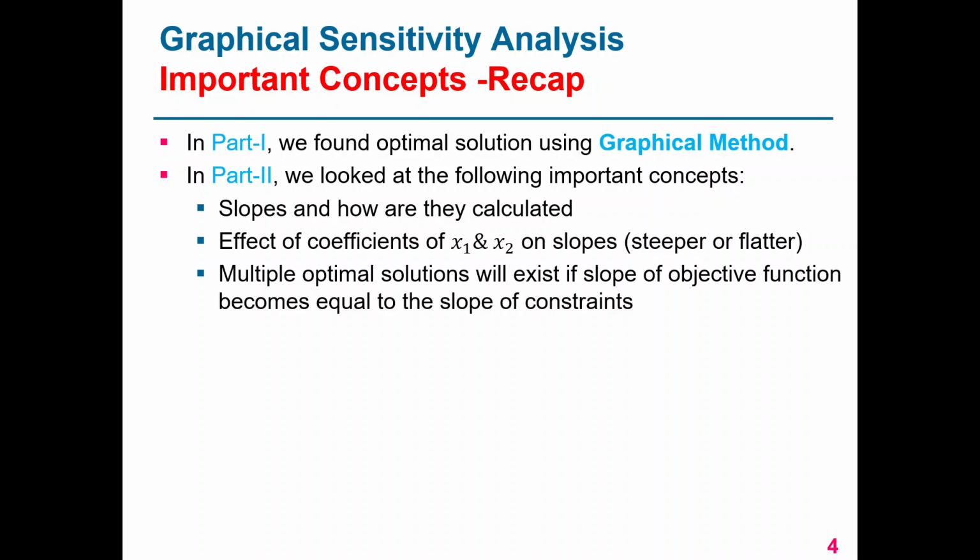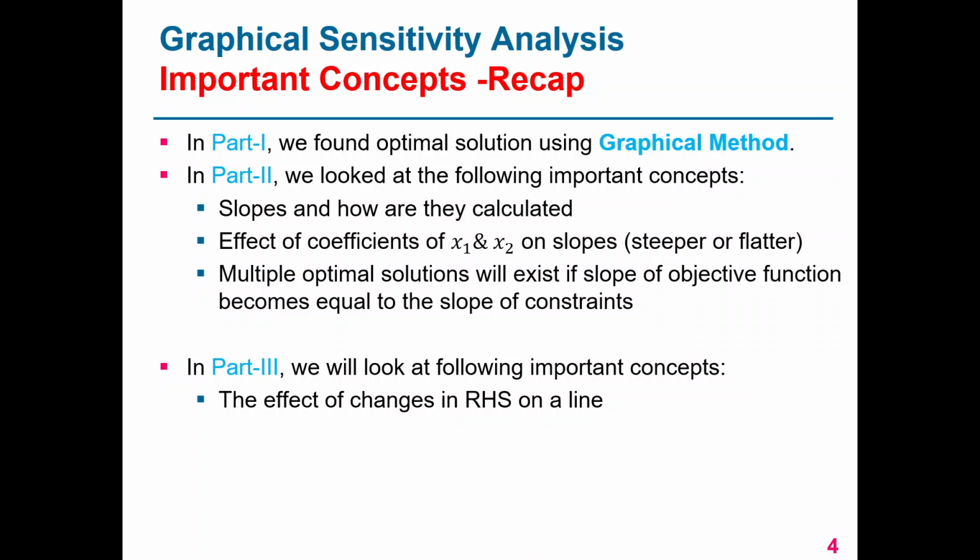And then we also discussed that multiple optimal solutions will exist if the slope of the objective function becomes equal to the slope of the constraint, or simply put, if the objective function line becomes parallel to the line of the constraint, then we will have multiple optimal solutions. In this lecture, we will look at the effect of changes in the right hand side on a line. We will look at slack variables, and we will look at binding and non-binding constraints. So let's start lecture number 3.